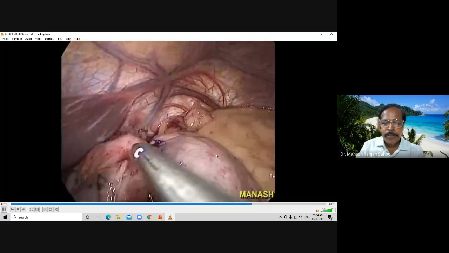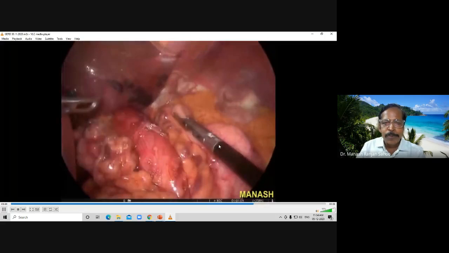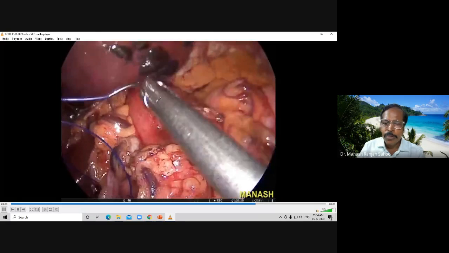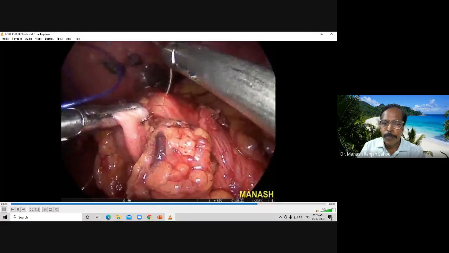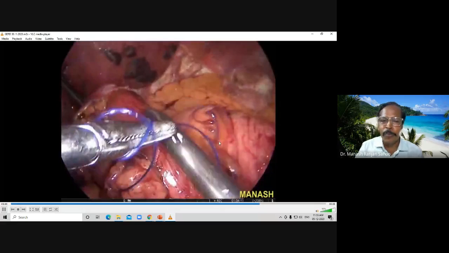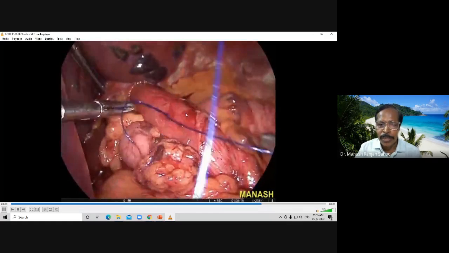Initially people were thinking that Toupet fundoplication is not an ideal procedure, but later on many literatures have proved that both the procedures are giving almost equal results. It's not bad to do a Toupet fundoplication as well. But quite often we perform a Toupet fundoplication with achalasia cardia, Heller's cardiomyotomy.